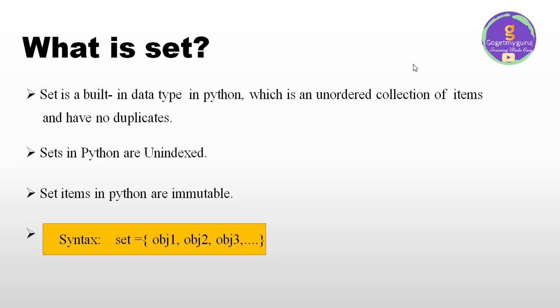So what is a set? Anyone? Okay, a set is a built-in data type in Python which is an unordered collection of items and has no duplicates. We'll be seeing what is the meaning of no duplicates and what is unordered, everything in detail when we do hands-on. Sets in Python are unindexed. Set items in Python are immutable, and the syntax for a set is curly braces, and you can give item names. So are you all ready to explore sets with hands-on? Okay then, let's get started.